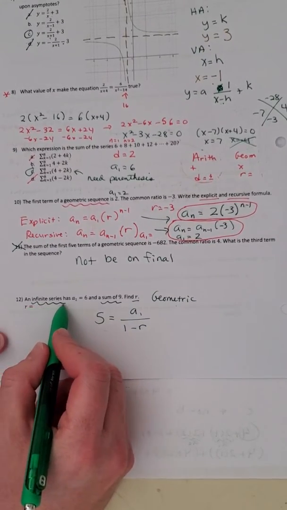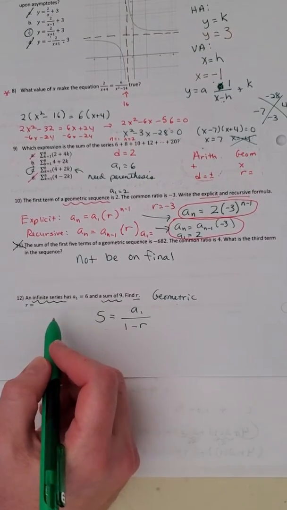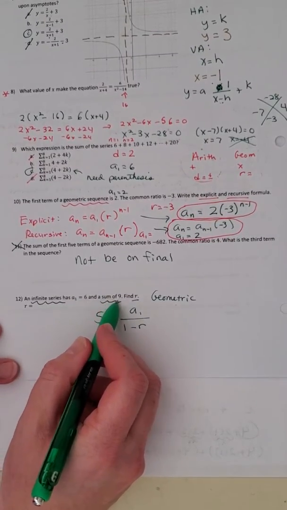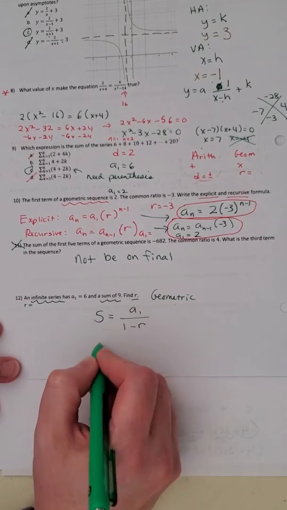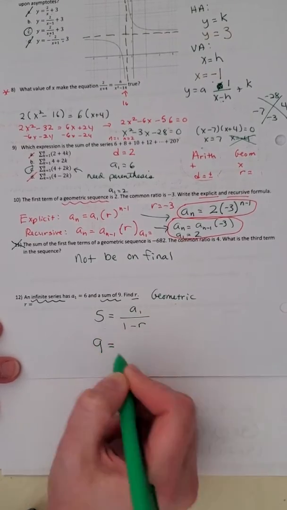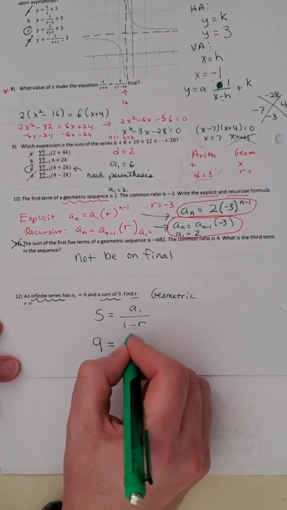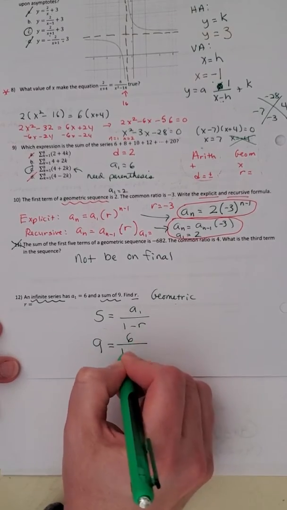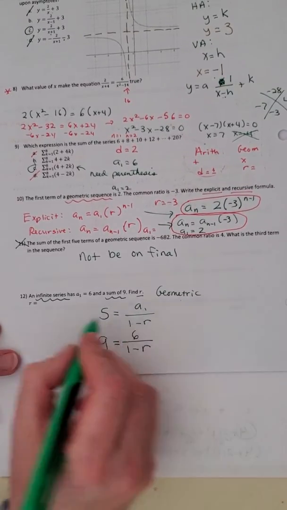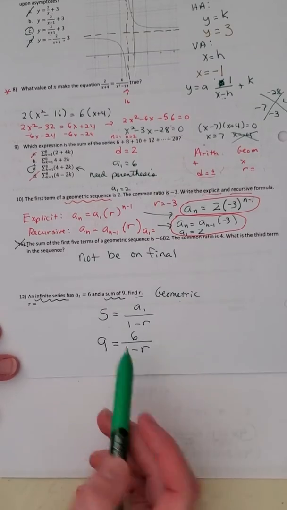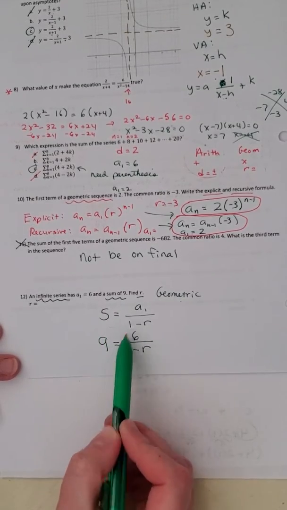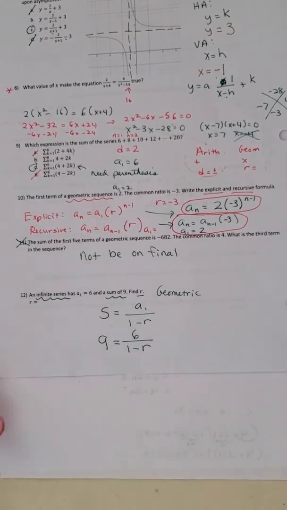So an infinite series has a sum that converges of 9. So the sum is 9, a1 is 6, and we are looking for r, 1 minus r. This is so easy, guys. Look, s equals 9 equals a1, 6 over 1 minus r. We're just solving for r.